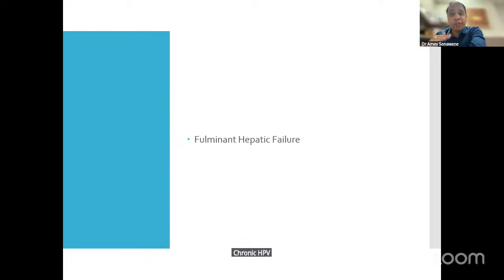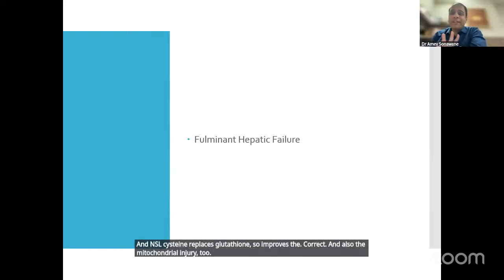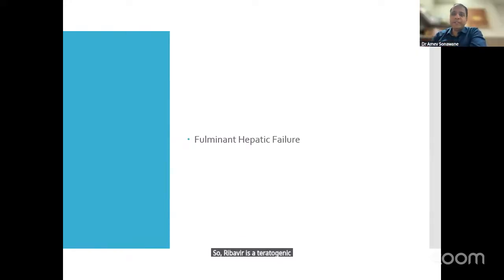And we have also seen chronic HEV progressing to cirrhosis in immunocompromised patients. Genotype 3 is usually not in India; genotype 1 and 2 are in India. And N-acetylcysteine replaces glutathione, so it improves the oxidative stress. Correct, and also the mitochondrial injury. Ribavirin is a teratogenic drug, so it is not to be given in pregnancy.